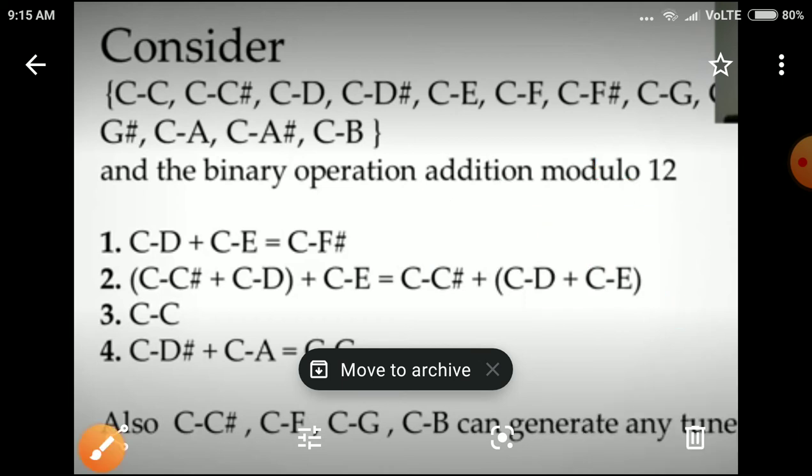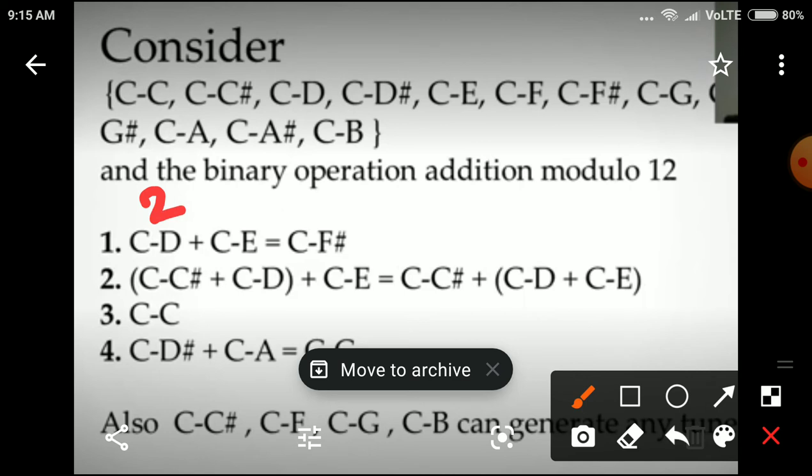So what are we going to do here? C to D is the interval 2, and C to E is the interval 4. When you add these two intervals under addition modulo 12, we get the interval 6, that is C to F, which is again a member of G. Therefore, it is closed.